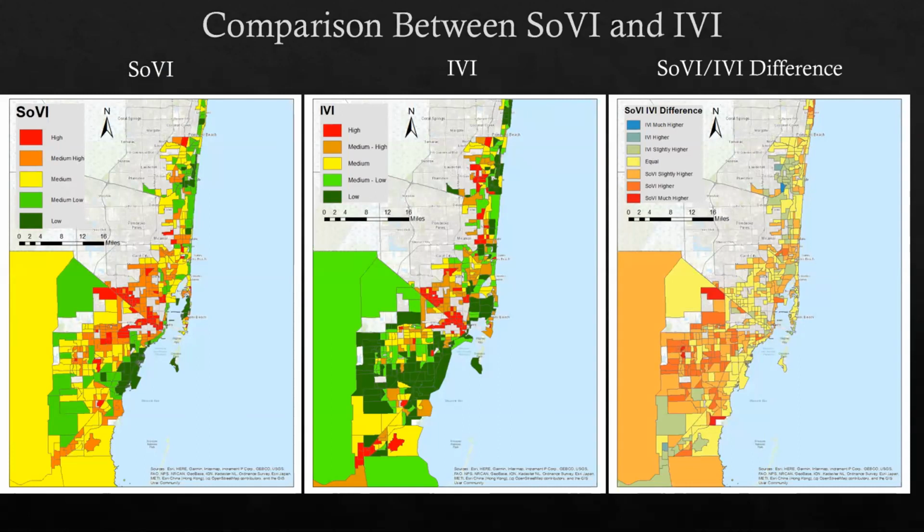SOBI did reveal higher vulnerability in Dade County, while Ivy had higher vulnerability in Broward. The biggest discrepancies occurred in Dade County further from the coast. You can see here these areas in orange and red where SOBI had higher vulnerability than Ivy did. And the belief is that this occurred because these areas tend to have fewer zero vehicle homes and lower rates of physical difficulties, which underrepresented them in Ivy.